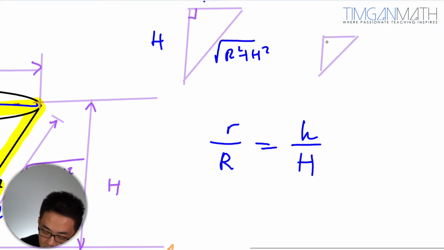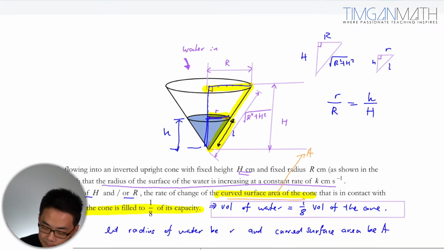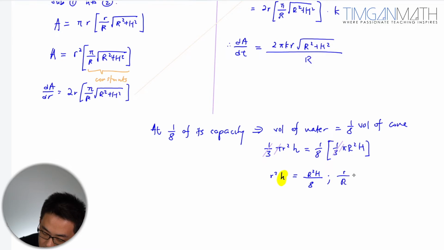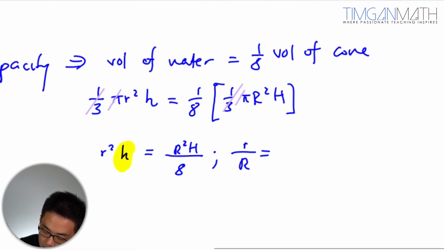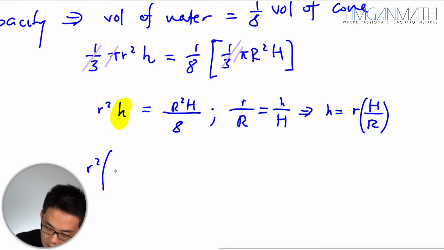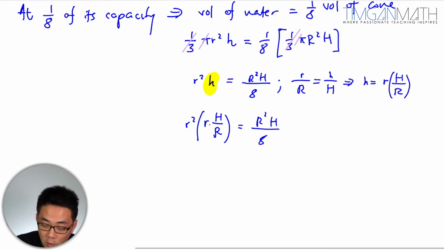So this is 90, this is 90. So I'm gonna just write small r, small h. Okay, great. So we know that r over R is also h over H. So this will be h equals r H over R. Substitute it in will be r squared times r H over R equals R squared H over 8. Okay, I do all these just so that I could find my small r in terms of the huge R there. So this will be r cubed over R cubed equals 1/8.